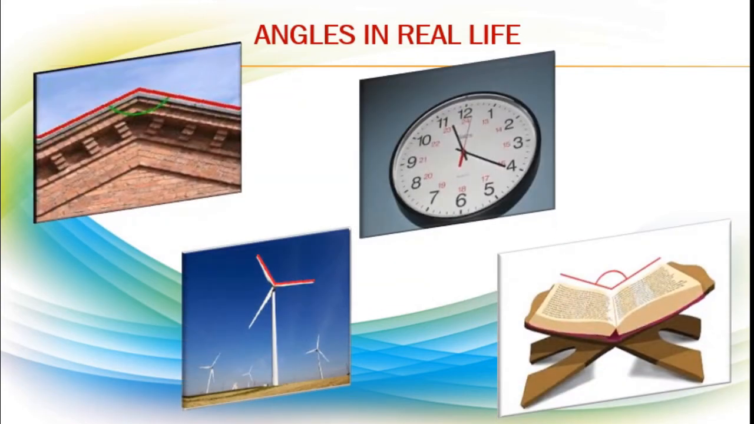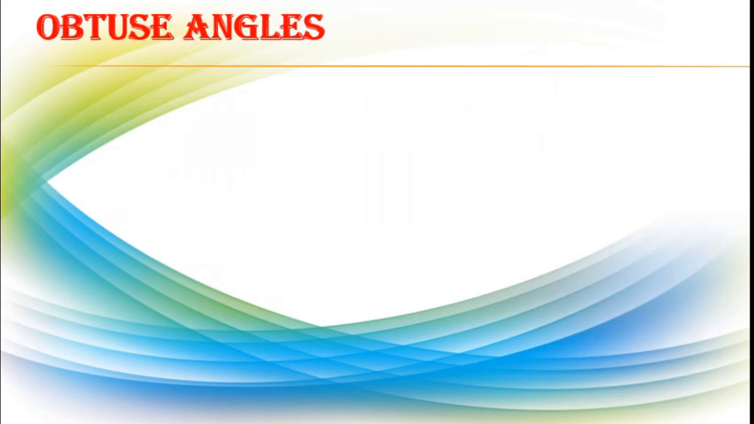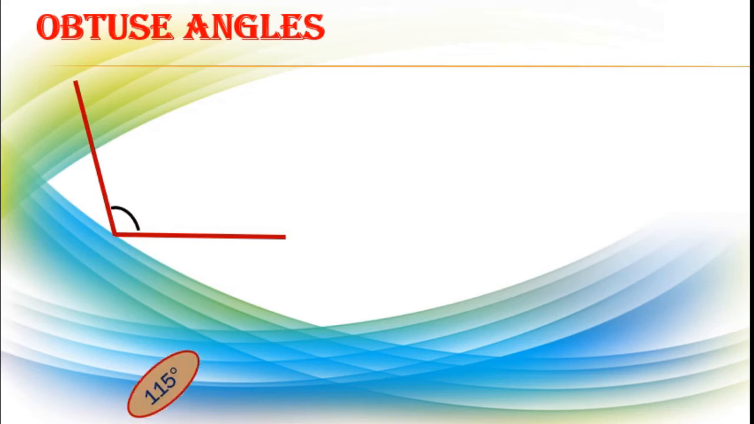What can we say? They are not acute angles and they are not right angles. Here also some more examples are there. Please observe the house roof, the hands of the wall clock, the blades of the windmill, and the adjacent pages of a book. They all show angles more than 90 degrees. These are called obtuse angles. Remember this word, obtuse angles. We will draw some obtuse angles here.